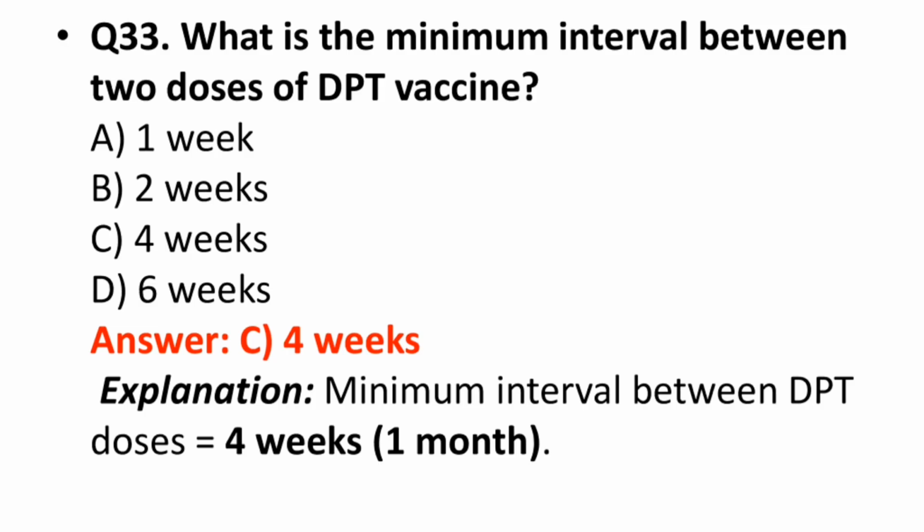What is the minimum interval between two doses of DPT vaccine? Option A, 1 week, option B, 2 weeks, option C, 4 weeks, option D, 6 weeks. The correct answer is option C, 4 weeks. The minimum interval between two doses of DPT vaccine is 4 weeks, that is 1 month.